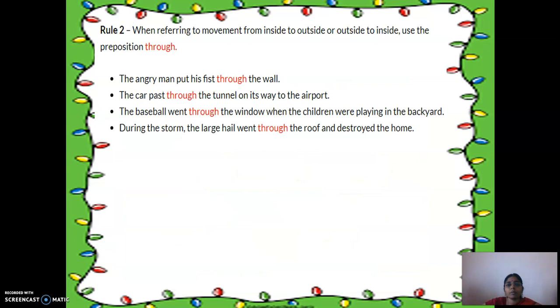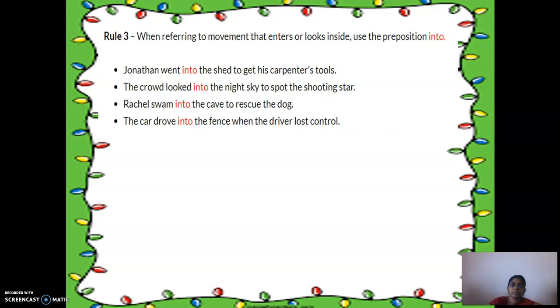When referring to movement from inside to outside or outside to inside, you have to use through. The angry man put his fist through the wall. The car passed through the tunnel on its way to the airport. The baseball went through the window when the children were playing in the backyard. During the storm, the large hail went through the roof and destroyed the home. So, through is a movement from inside to outside or outside to inside.